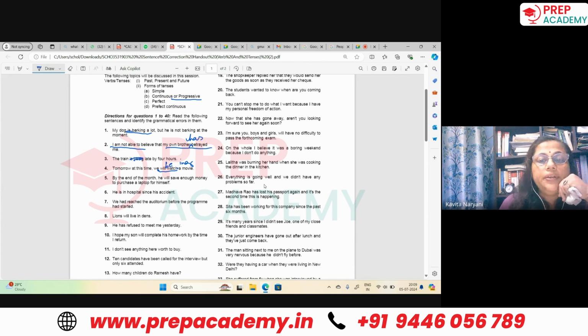Okay, children. So, girls, this is the structure actually. And the structure goes like this: no sooner plus did plus V1 plus than. Now, this is always a comparative "than", okay? Plus the rest part of the sentence, I call it. Otherwise, it is another clause that comes after it, okay?